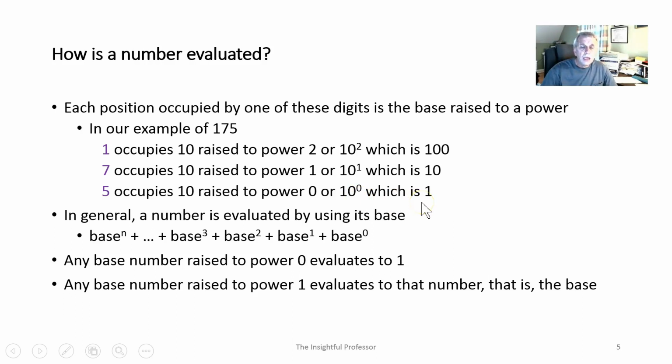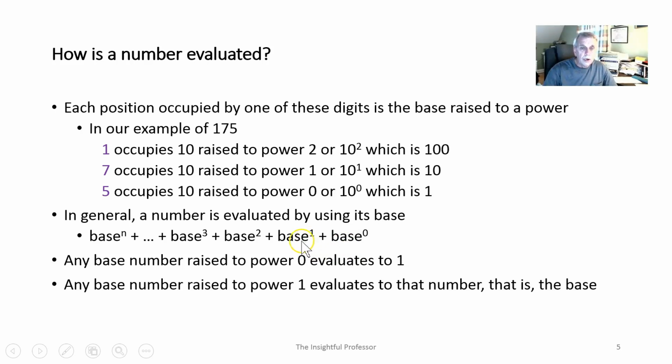And any base, when we raise that base to 0, always evaluates to 1. And we'll see that holds true for our binary number system as well. So the general rule that we have for trying to evaluate a number is take the base, such as 10 for decimal, raise it to a power of 0, and that gives us the value of any of the 10 digits that we put in that position.